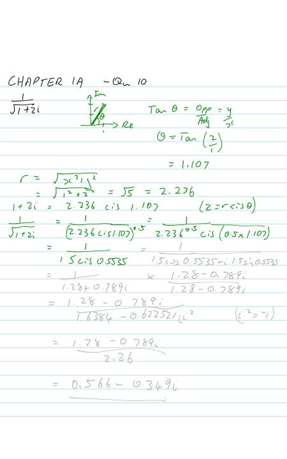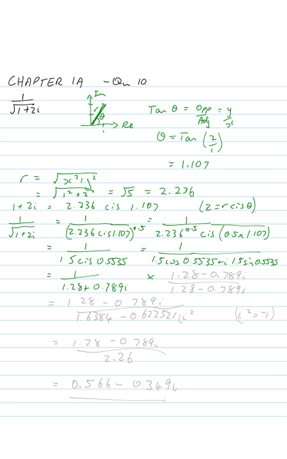0.5535. Now remember that cis is equal to cos plus i sin, so 1.5 cos 0.5535 is my real part. And then my imaginary part is the 1.5 sine 0.5535. And that then gives me 1 over 1.28 plus 0.789i. Now, in order to be able to get rid of the imaginary numbers on the bottom, we need to multiply that by the conjugate.